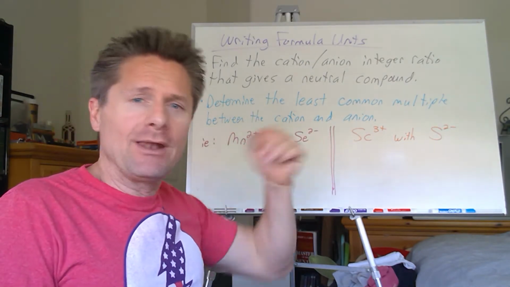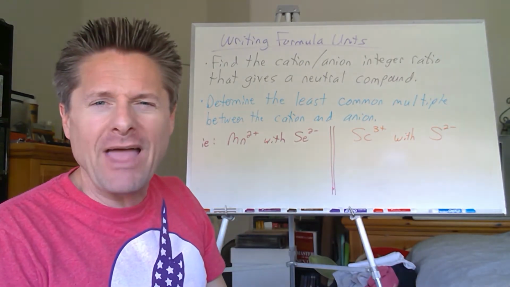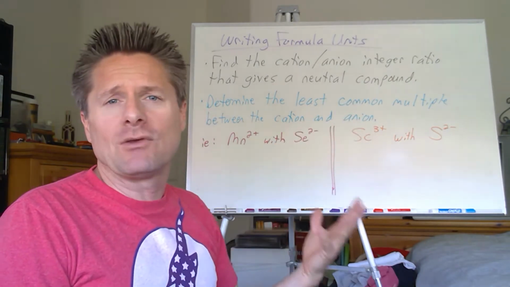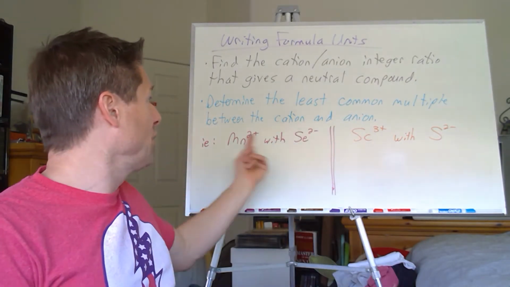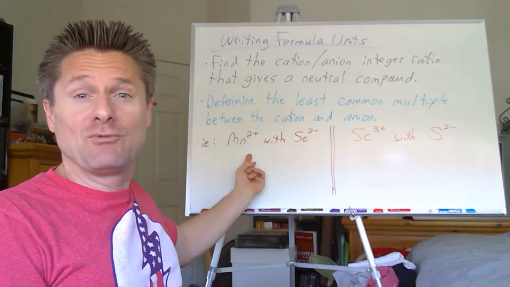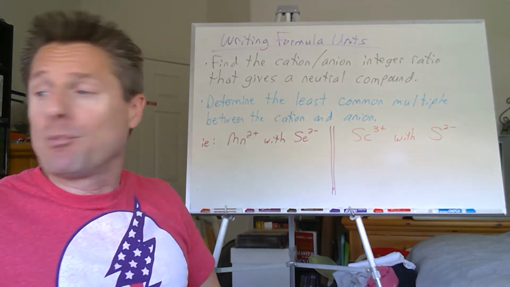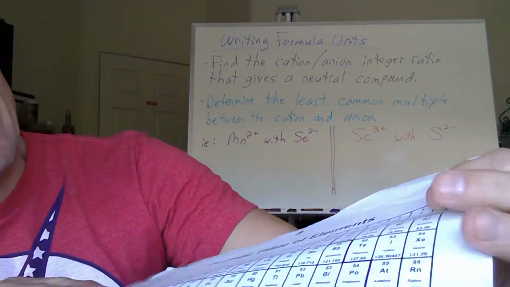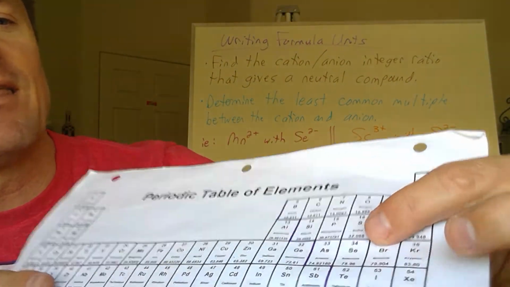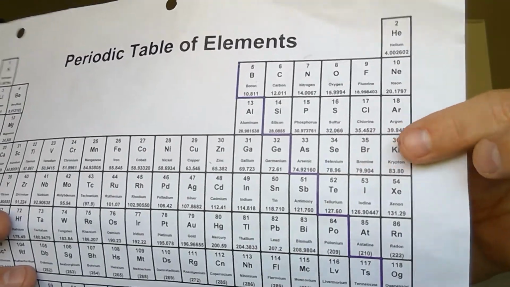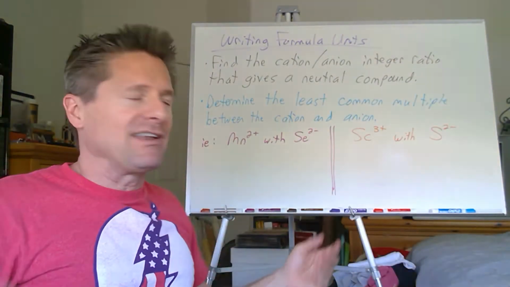So the best way to do it, I've seen people talk about the crisscross method and all that. I just say find the lowest or least common multiple between those. So if I have manganese 2+, that's a type 2 metal, so I had to provide that for you. You couldn't get it from the periodic table. Selenium, you could have predicted from the periodic table, right? Because selenium is right there. So that's 2 away from krypton, so that's a -2.